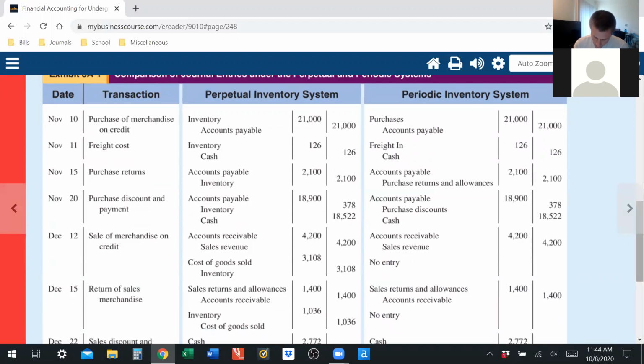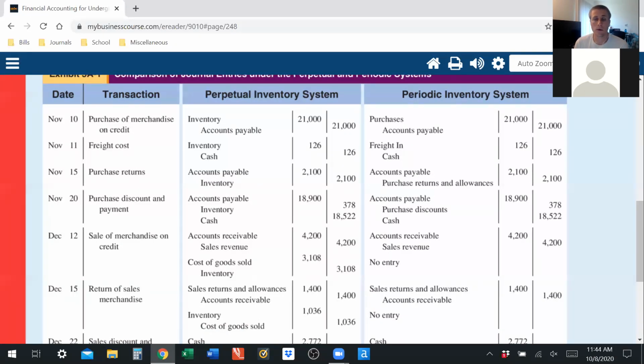The key thing to note here is if you're a periodic company, you don't make any entries in the inventory account, either purchases or sales of inventory, until at the very end of the period when you actually count the physical inventory. And that's when you make the entries. You make the entries for purchases and for sales.